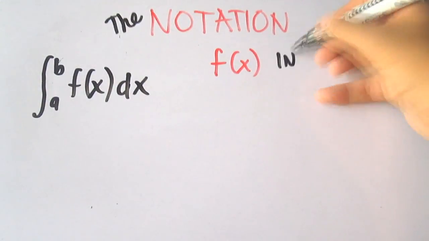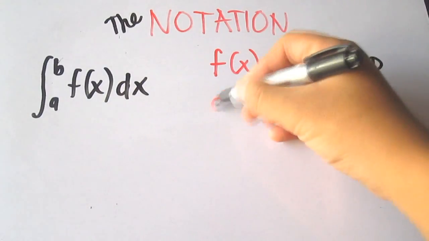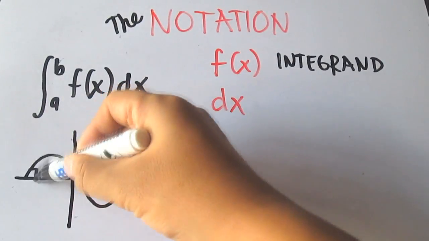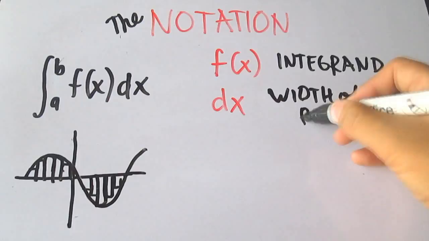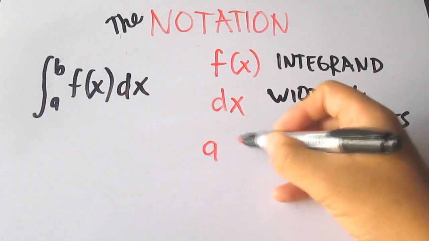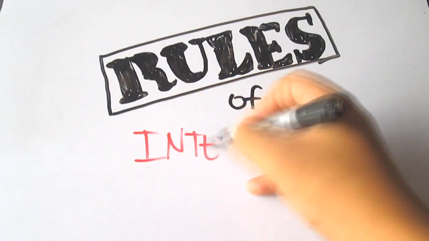f of x here is called the integrand. Meanwhile, the differential dx is saying what variable we are going to integrate with respect to. In Riemann sums, dx refers to the width of the rectangles. Right, and finally, a and b are the boundaries. Now, let's move on to the rules of integration.